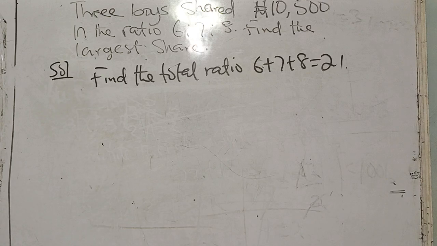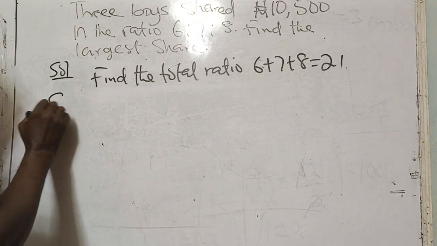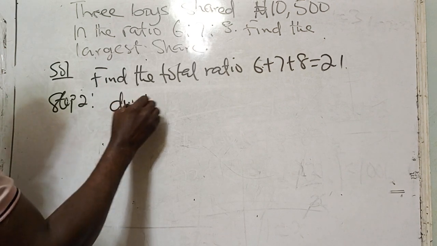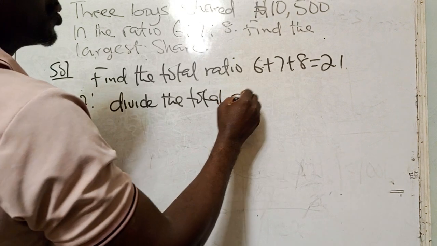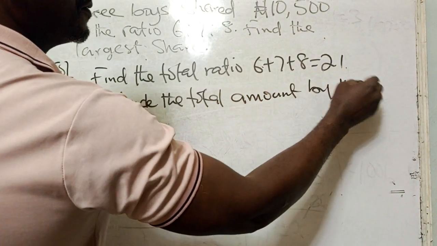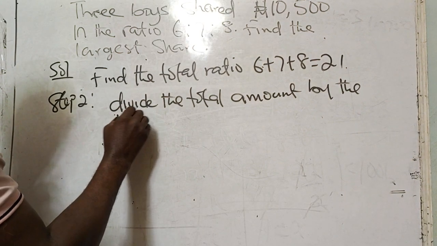Now, the next thing, step 2, is to divide the total amount by the total ratio to find the value.